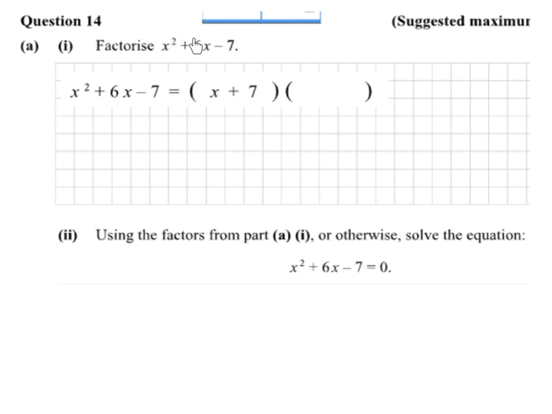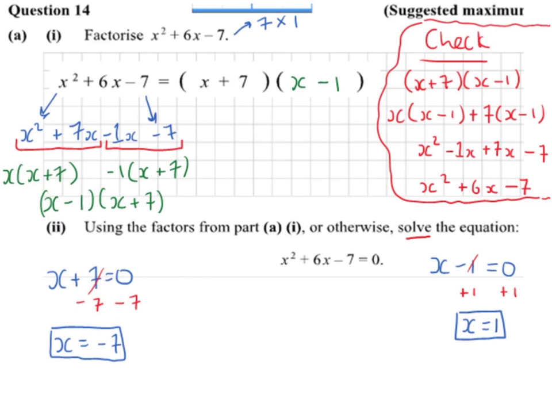Factorize x squared plus 6x minus 7, and then using the factors from part A or otherwise solve the equation. X squared plus 6x minus 7. Okay, so I'm going to do the factorization by grouping method. I'm going to bring down my first term, which is an x squared, and my last term, which is a minus 7.